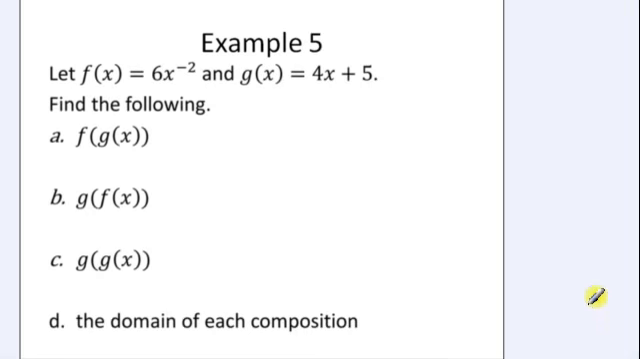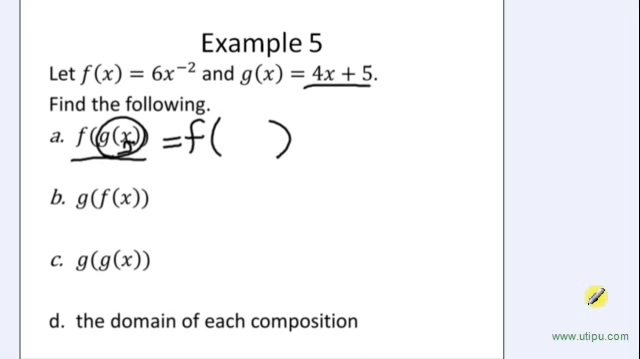Now, even if I don't know the input, if we leave the input just as x, we can still do compositions of functions, and we're still going to start from the inside and work out. So, to do f composed with g of x, or f of g of x, we can start by replacing g of x with what it equals. Well, g of x, I can see from up here, has a value of 4x plus 5.